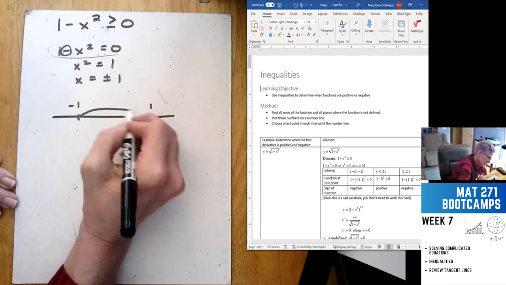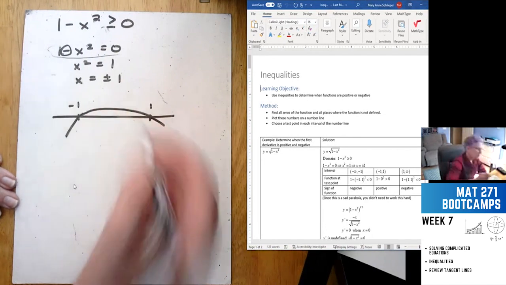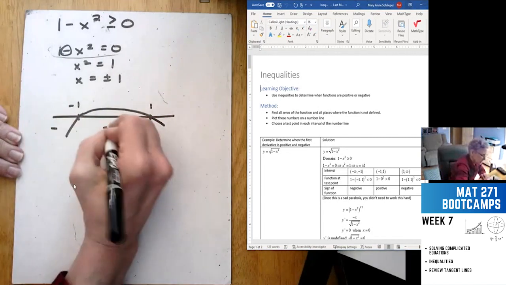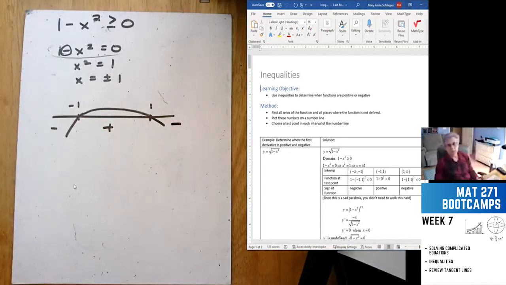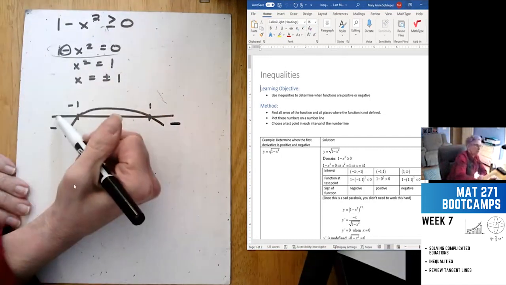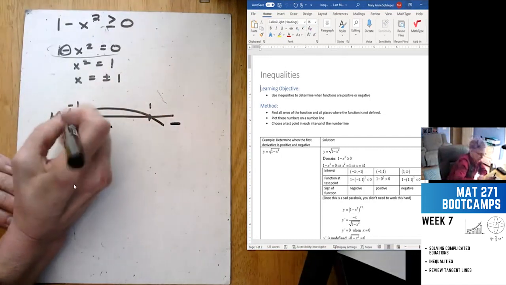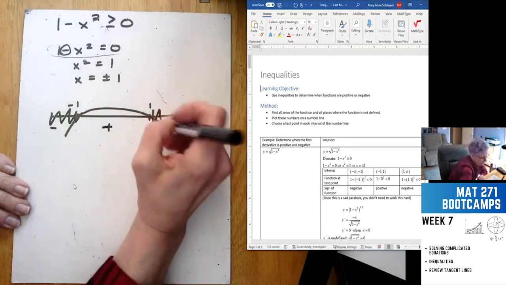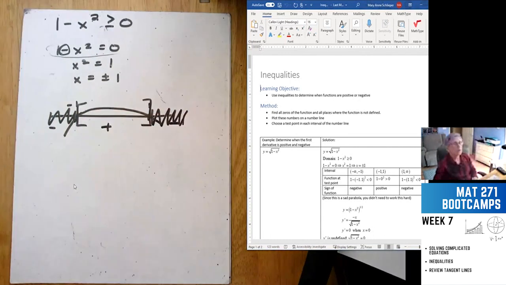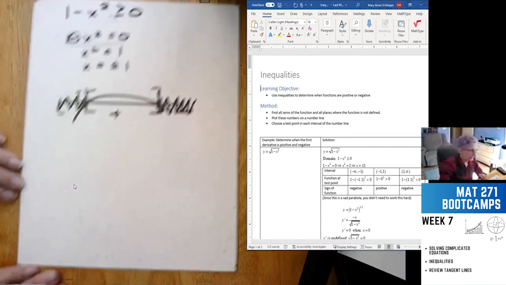It crosses the x-axis at plus or minus 1. It looks like that. It's negative, it's positive, it's negative. So we're not going to be able to take the square root over here. We can't take the square root over here. Our domain is only from -1 to 1.